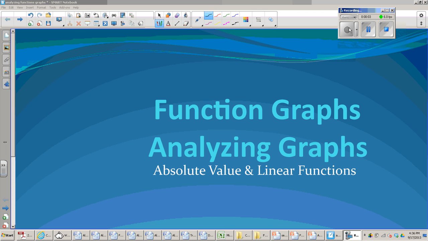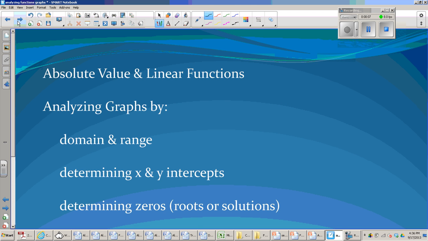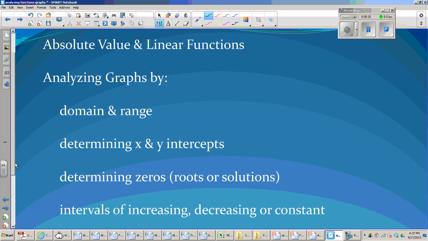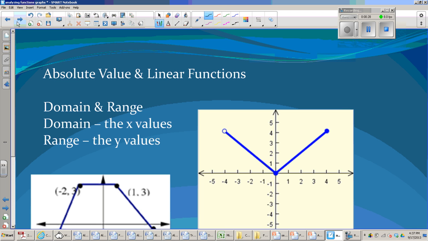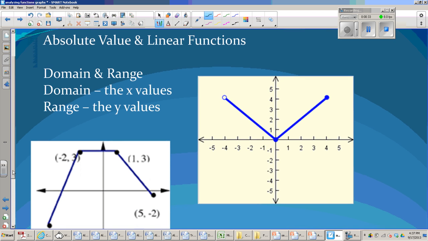Today's lesson is on analyzing functional graphs. We're going to look at the domain and range, determining the x and y intercepts, finding zeros, finding the intervals of increasing and decreasing, and finding the end behaviors. Let's look at two graphs now and determine their domain and range.